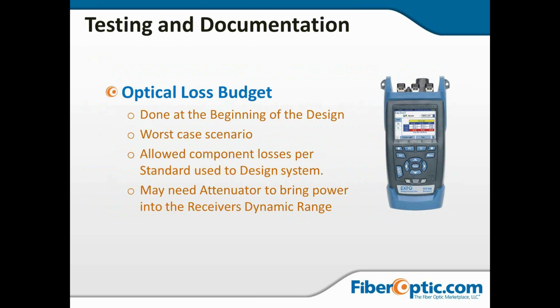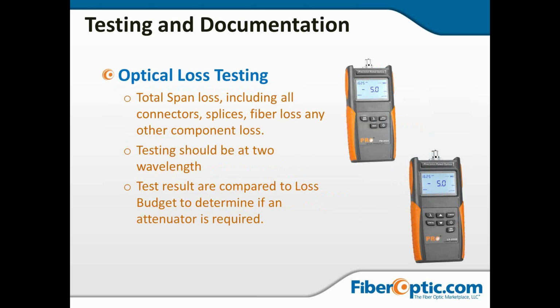Now, the optical loss budget we're talking about here is done at the beginning of the design. I usually go for worst case scenario, allowed component losses as opposed to the standards in the real world. And again, you may need an attenuator to bring power back down into the dynamic range. All of these are areas we've discussed already. We're going to look at total span loss, including all of our connectors, splices, fiber loss, and any other components.